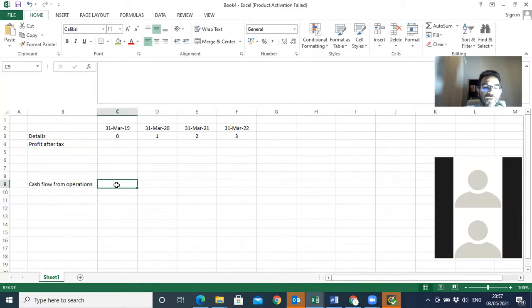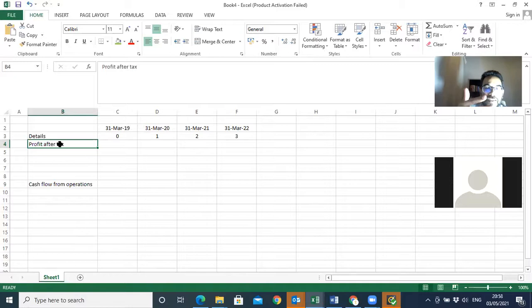This number over here must represent cash, but further than that, it can only be cash from operations. Included in our profit number would be amounts relating to investing, amounts relating to financing, and amounts relating to operations. We only want numbers relating to operations.